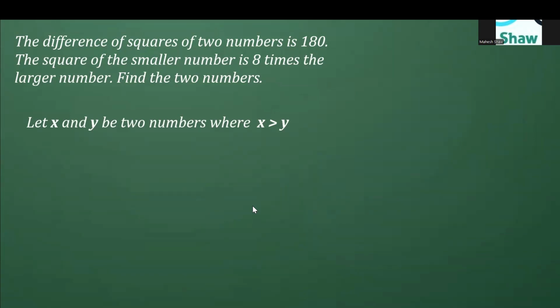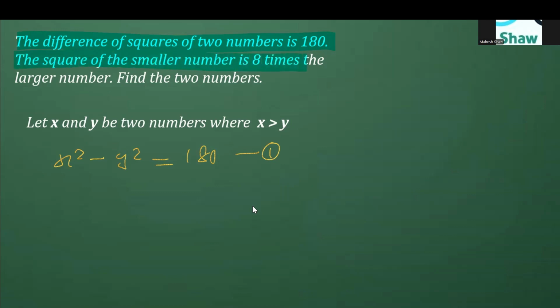The first relation is that the difference of the squares of the two numbers is 180. Since x is bigger, that means x square minus y square is equal to 180. That's the first relation we have for x and y. Further, it says the square of the smaller number is 8 times the larger number, only 8 times, and not 8 times the square of the larger number.